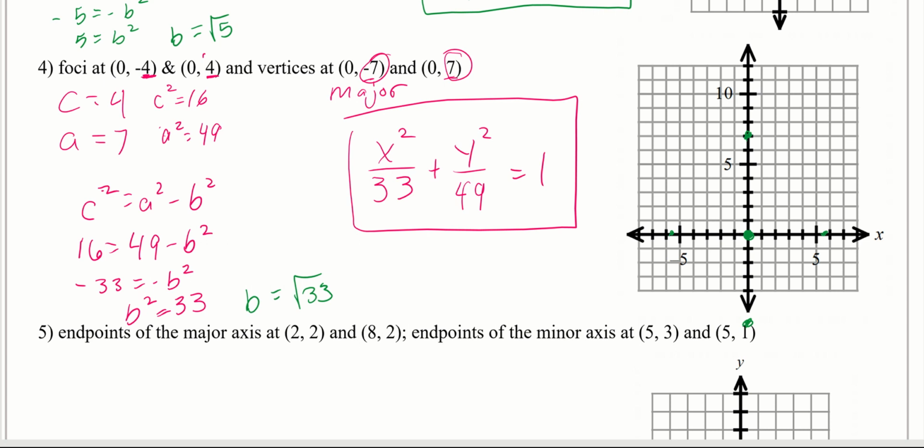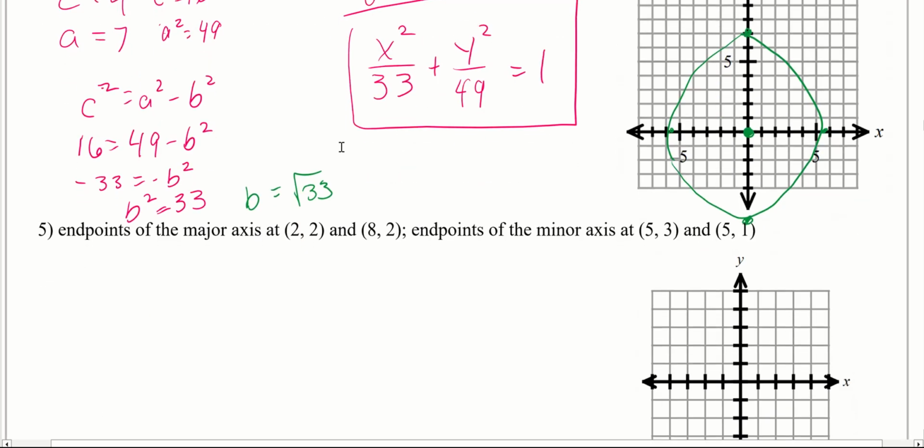Just under 6. So this is a nice, beautiful vertical ellipse. Okay.